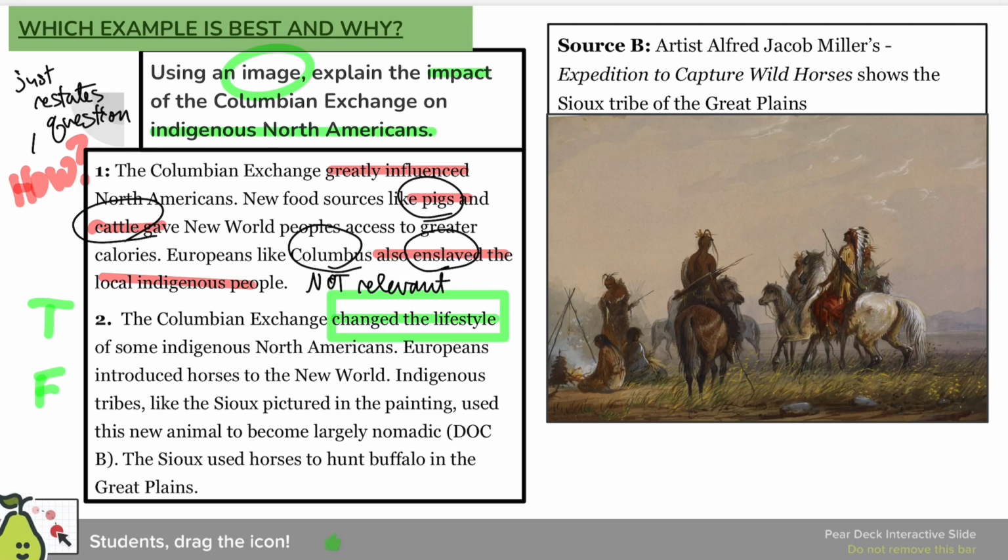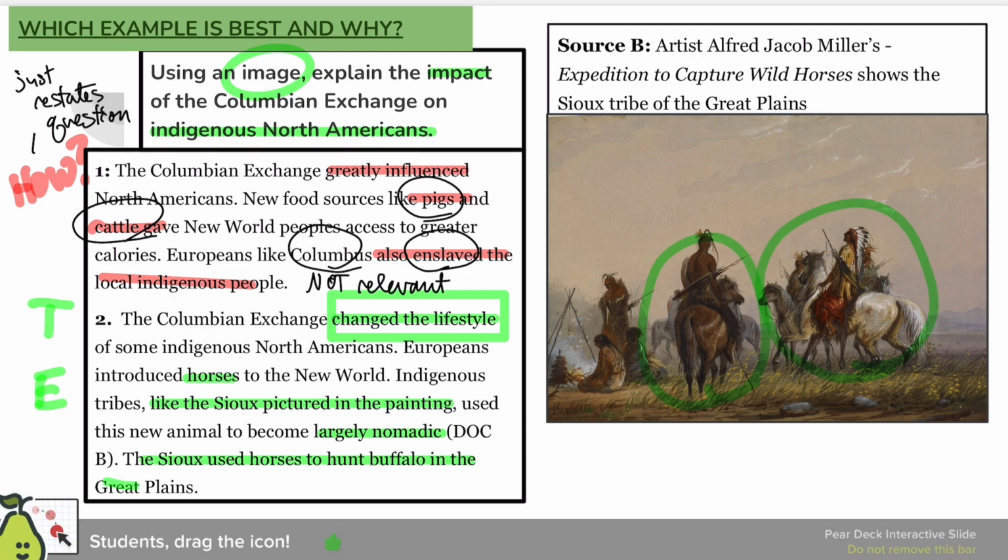The sentences that come after the topic sentence are going to be evidence to back up that claim. We make the claim that the Columbian Exchange changed the lifestyle of some indigenous North Americans. Well, now we need evidence. And one of the pieces of evidence that we use has to be this image. Europeans introduced horses to the New World. Okay, so Columbian Exchange, from old to new, Europeans bring over horses. Horses are depicted in this image. So we're on a roll. Indigenous tribes, like the Sioux pictured in the painting, using the image, use this new animal to become largely nomadic.